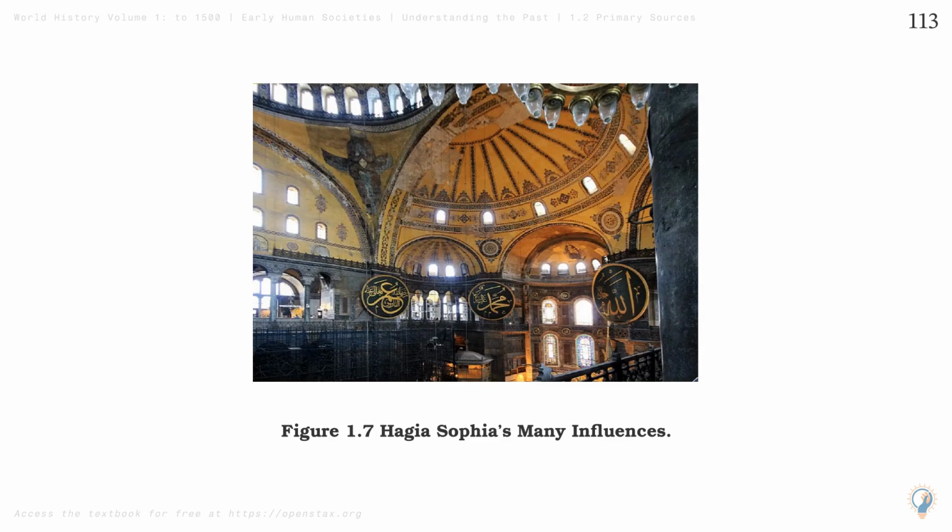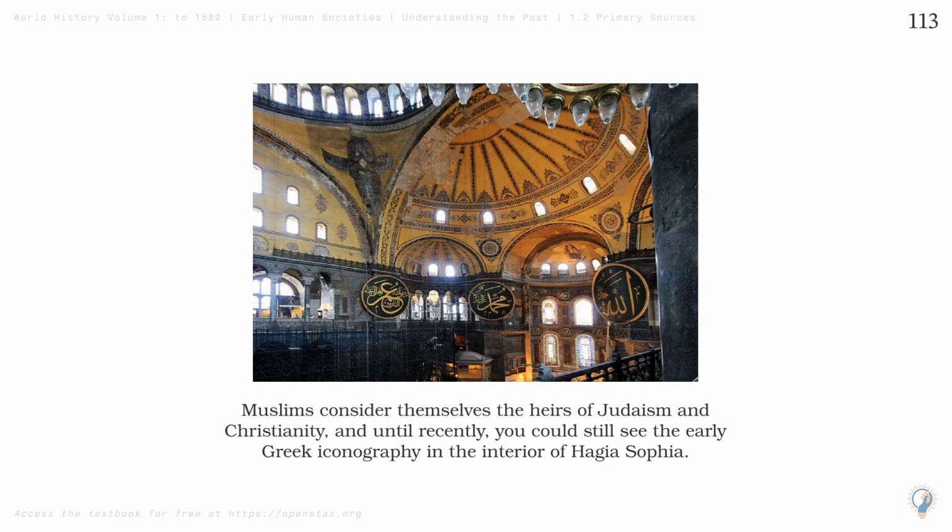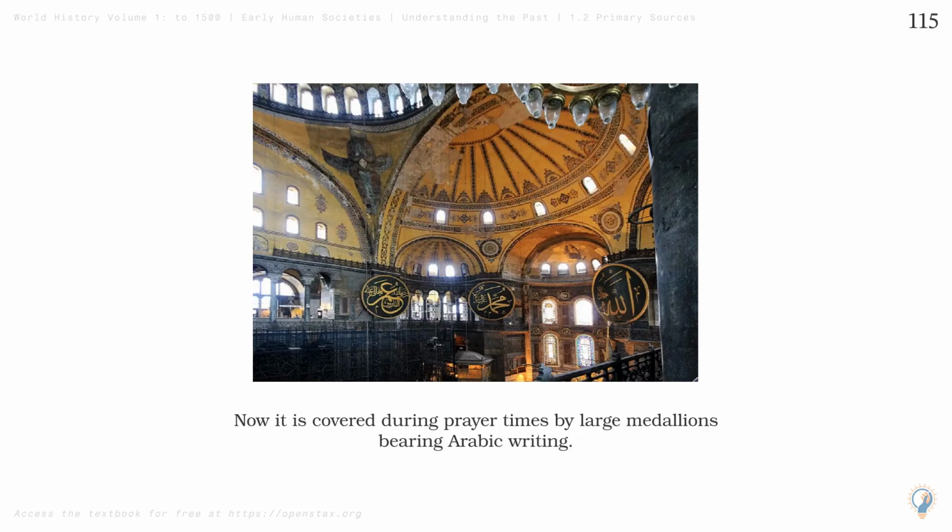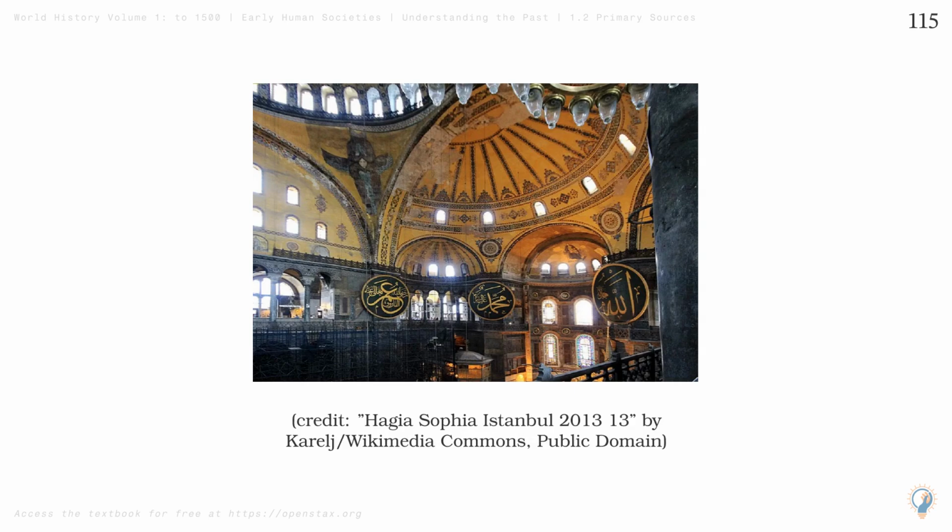Figure 1.7 Hagia Sophia's many influences. Muslims consider themselves the heirs of Judaism and Christianity, and until recently, you could still see the early Greek iconography in the interior of Hagia Sophia. Now it is covered during prayer times by large medallions bearing Arabic writing. Credit: Hagia Sophia Istanbul 2013 by Carolee/Wikimedia Commons, public domain.